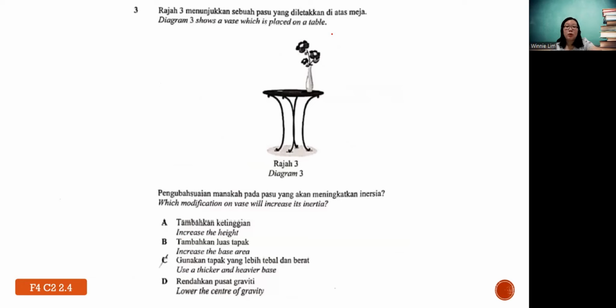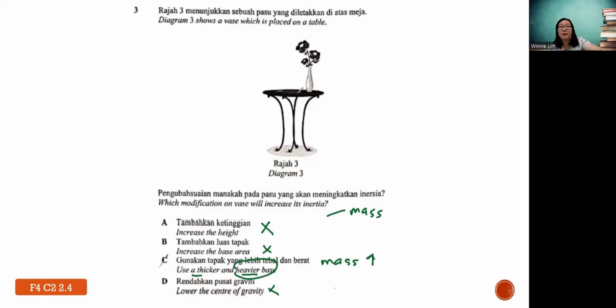Okay, so normally when we talk about the idea of inertia, we will link it with the idea of mass. So basically, if you change the height or increase the base area, all this does not affect inertia. They only affect the stability, or lower the center of gravity. So you're supposed to use a heavy base, because if the base is heavy, that means the mass increases, right? When mass increases, inertia also increases.